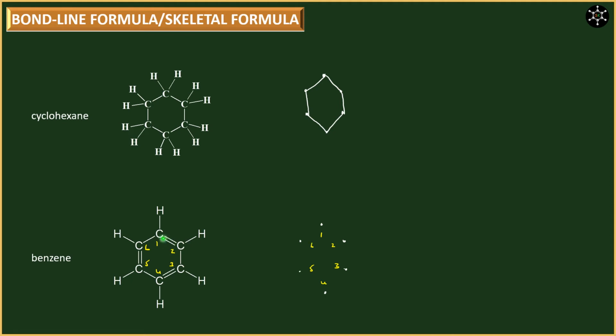We can see there exists a double bond between carbon 1 and 2, 3 and 4, 5 and 6. So we need to be writing 2 lines between 1 and 2, 3 and 4, and 5 and 6. There exists a single bond between 2 and 3, 4 and 5, 6 and 1. So a single line between 2 and 3, 4 and 5, 6 and 1. This is the bond line representation of benzene.